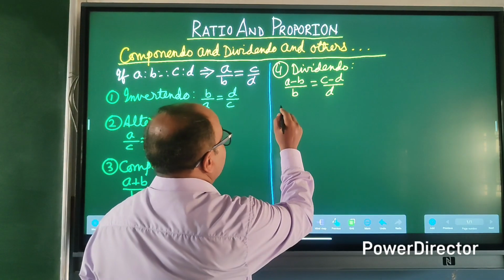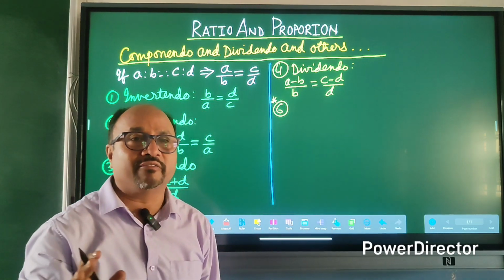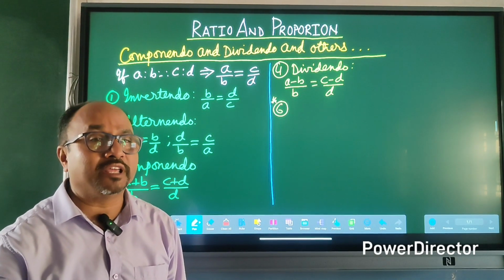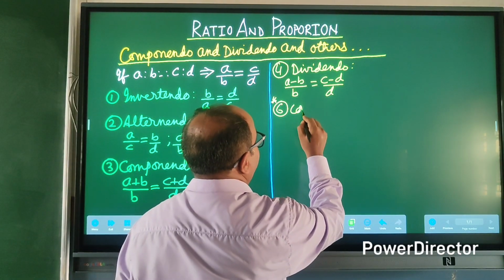Now comes the most important one. Because this is the most important one, I have given an asterisk sign here. Most of the sums will require the application of componendo and dividendo both together.